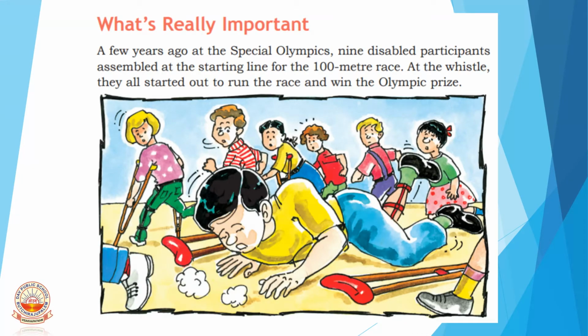So children, let us go to the lesson. This lesson is related to some disabled children. So let us start the lesson. A few years ago, at the Special Olympics, 9 disabled participants assembled at the starting line for the 100-meter race. It's the Olympics for special children, that is, disabled children. A 100-meter race was held. So the number of participants is 9. At the whistle, they all started out to run the race and win the Olympic prize. All of them started the race when the whistle was given, so that they went for winning the Olympic prize.